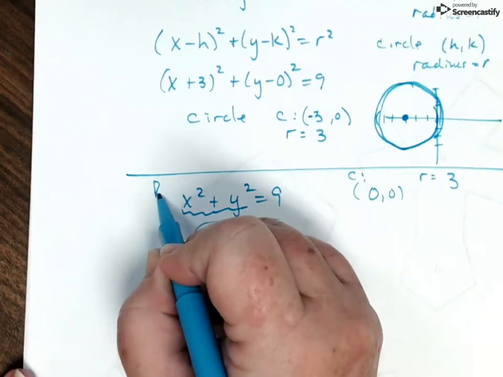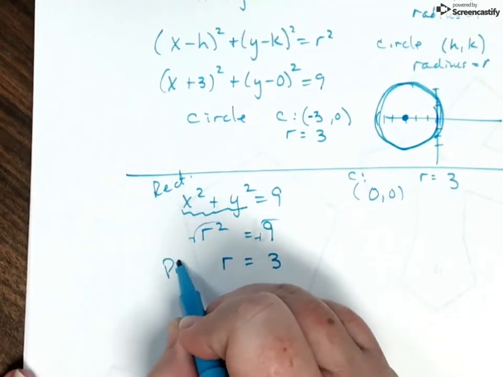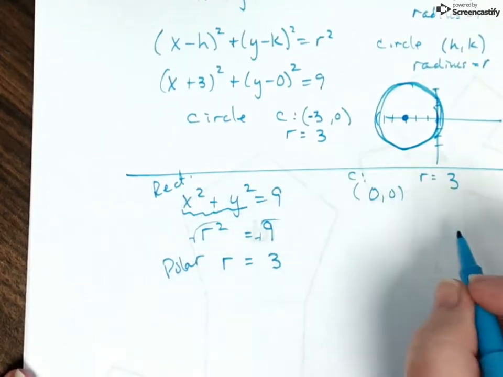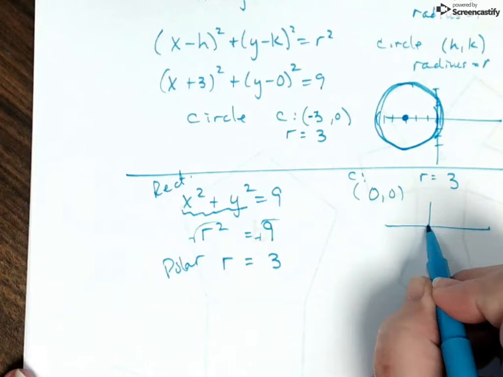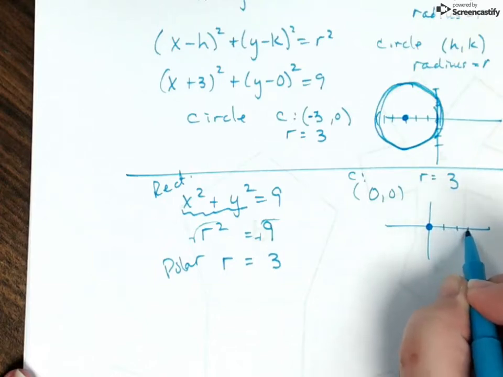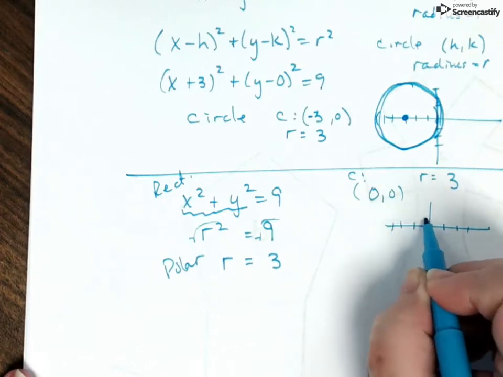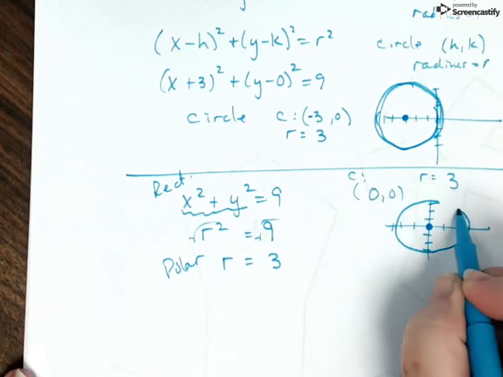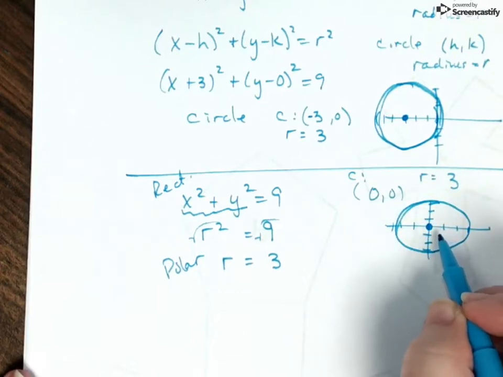In other words, this is rectangular and this is polar. So I've got x squared plus y squared equals 9. I would simply graph that as centered at 0, 0 with 1, 2, 3 in each direction, and I would draw a circle with a radius of 3 centered at 0.